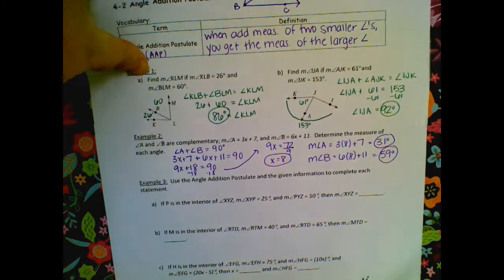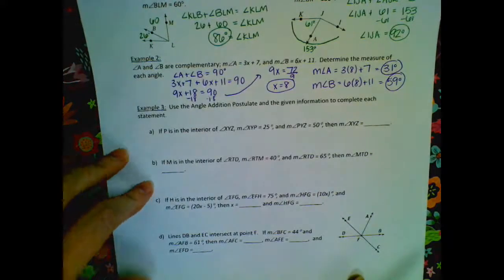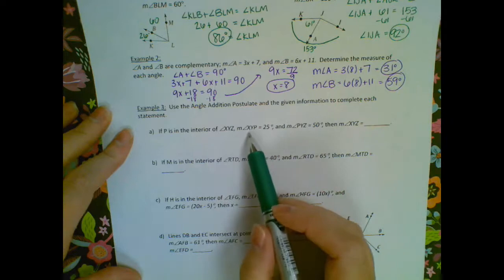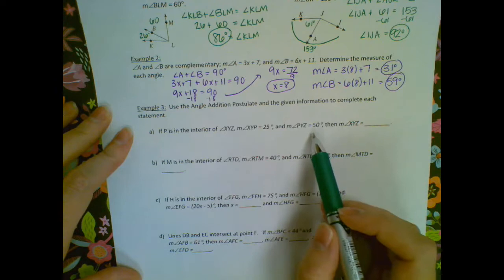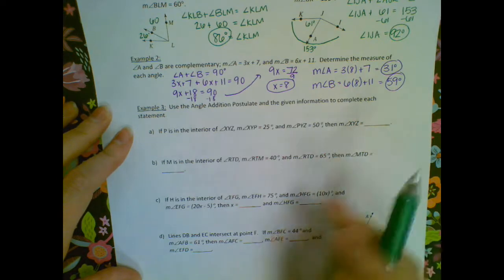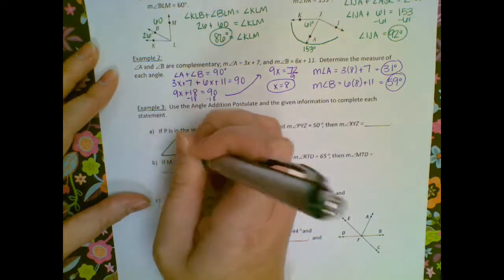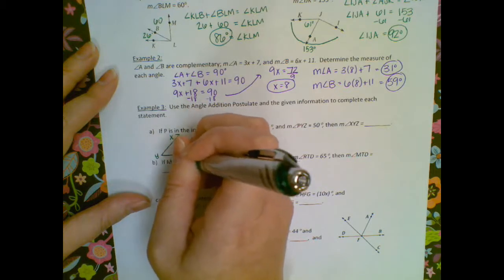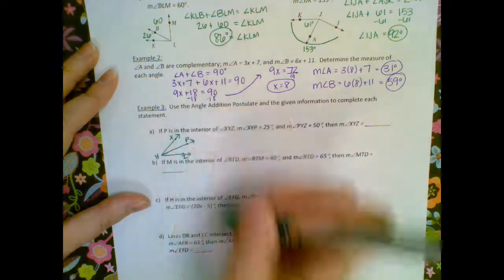What about down here? If we know that P is in the interior of angle XYZ, we know the measure of XYP is 25 and the measure of PYZ is 50, we need to find XYZ. Okay. Now, I'm going to draw a picture for this one. P is in the interior of angle XYZ. And if P is on the interior, he's kind of splitting us in half.